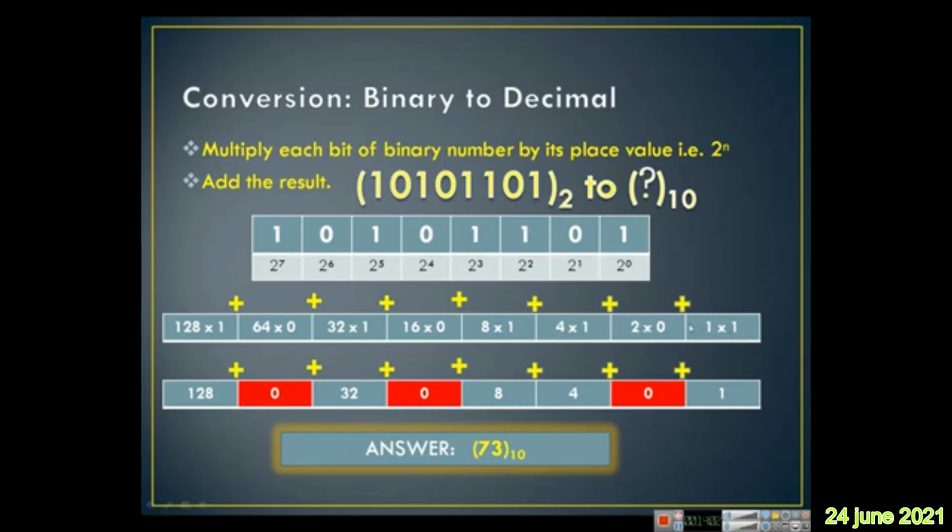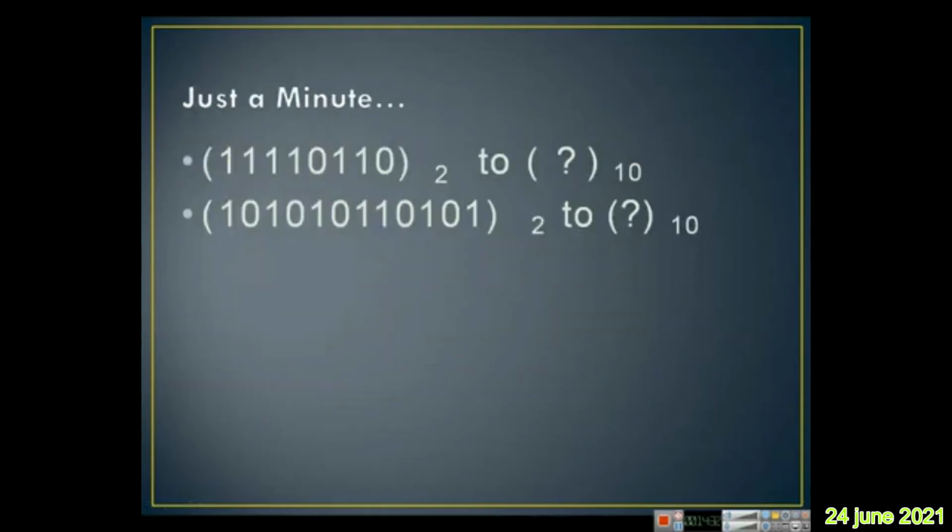Anything raised to 0 will always be 1. Go on adding these values. So here it is 0, because it is multiplied by zeros. Now your values are 128, 32, 8, 4, 1. If you add all these, even you can add 0 also, but not required, only the values you can add. So the answer is coming as 73. Very simple way of conversion, the reverse way of binary to decimal.